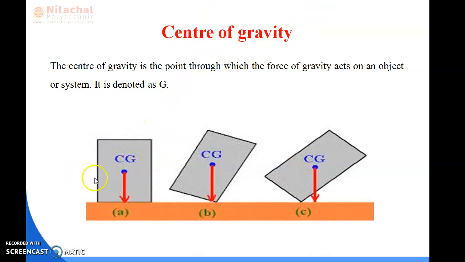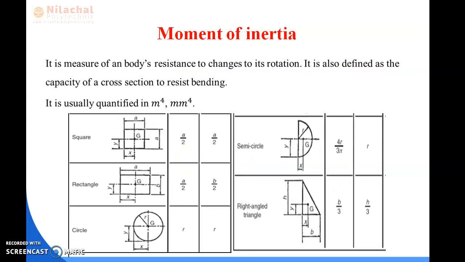The CG point is a point through which all the force, all the weight of your body is centered. So this is the center of gravity of some shapes.